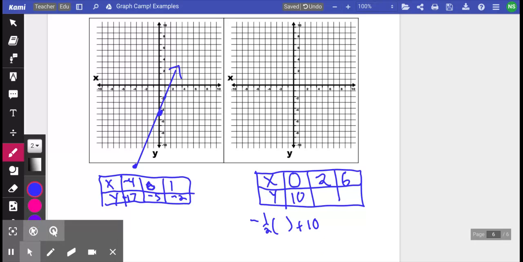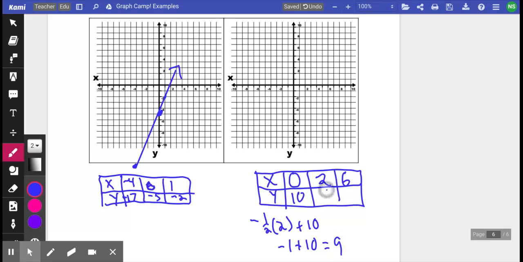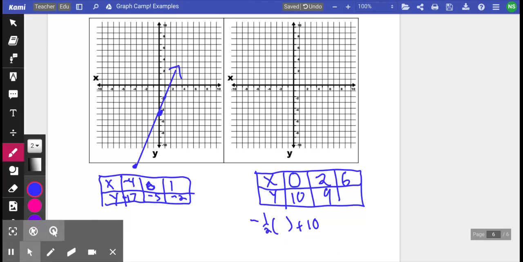Do the same thing with 2. We'll substitute 2 for x. Negative 1/2 times 2 is negative 1 plus 10. Negative 1 plus 10 is 9. And finally, we have 6. So negative 1/2 of 6 is negative 3. Plus 10 is positive 7.